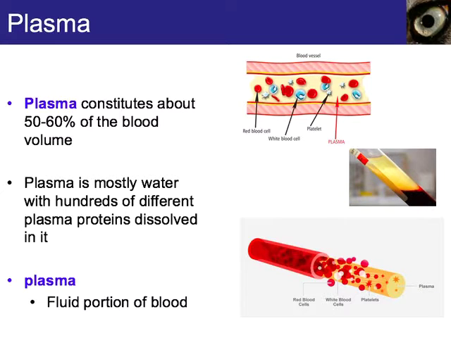Plasma consists of about 50 to 60% of the blood volume. Plasma is mostly water with hundreds of different plasma proteins dissolved in it, so it's the fluid portion of the blood. When you spin blood down, the plasma portion is almost always yellow.